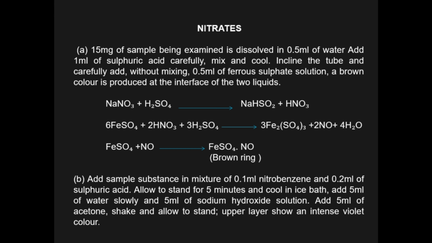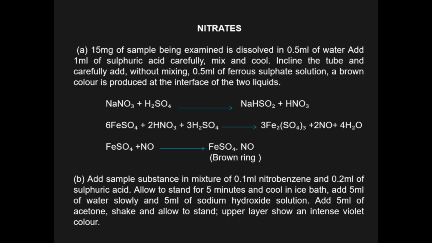So the reaction taking place here is here under. Sodium nitrate, when it reacts with sulfuric acid, results in the formation of sodium hydrogen sulfate and nitric acid. When ferrous sulfate is added along with nitric acid and sulfuric acid, ferric sulfate is formed. This ferrous sulfate, when it reacts with nitrogen oxide, a brown ring is formed. The nitrogen oxide evolves in the second step of the reaction, where the ferrous sulfate reacts with nitric acid and sulfuric acid. Here the nitrous oxide gas is released, which reacts with ferrous sulfate to form the brown ring.